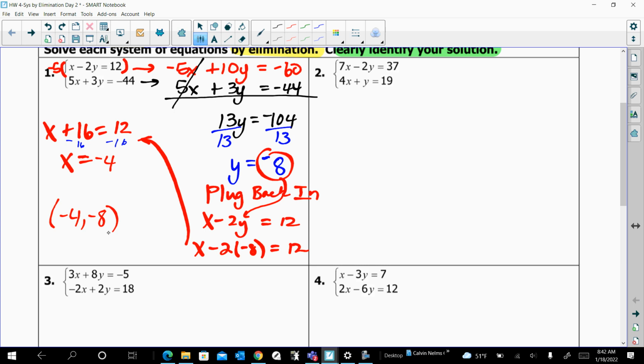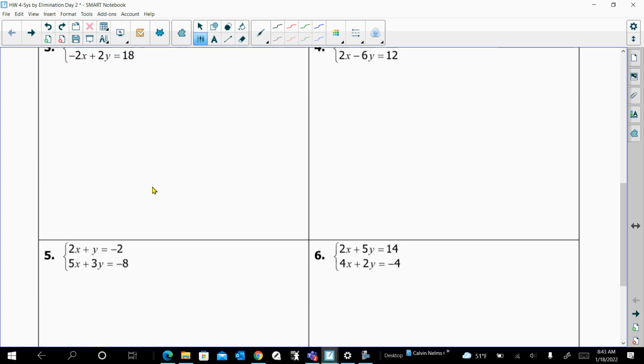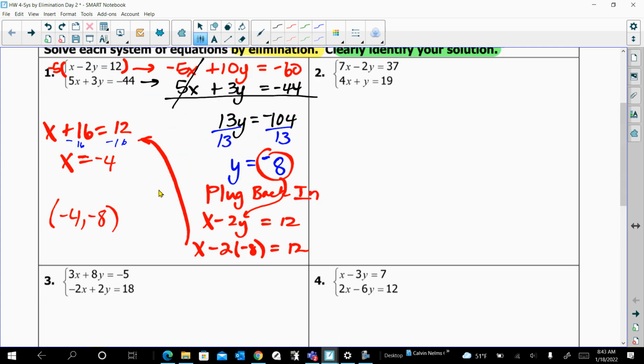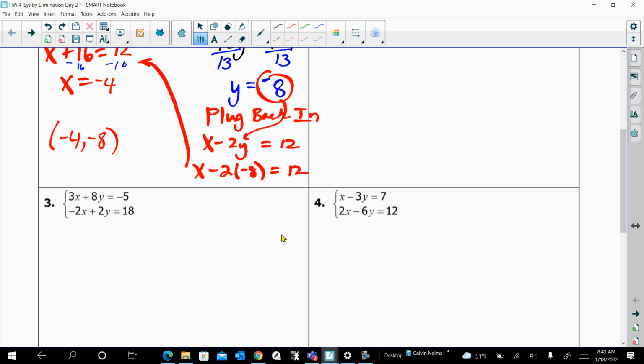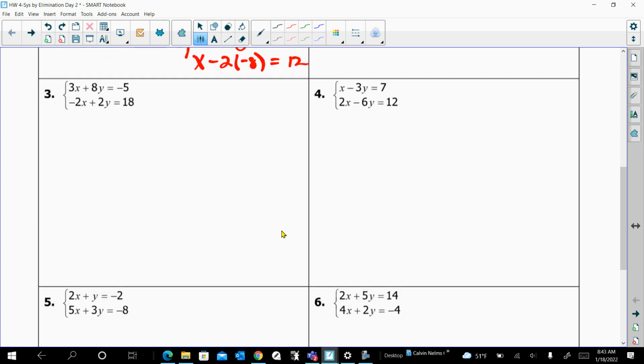All right, so I'm going to give you class time. These will be in-class checks. So the first check is the front page. I'm going to stamp 1 through 6. When I check, I will be checking for correct answer, correct work, correct setup. And then the back page will be the check tomorrow in class.